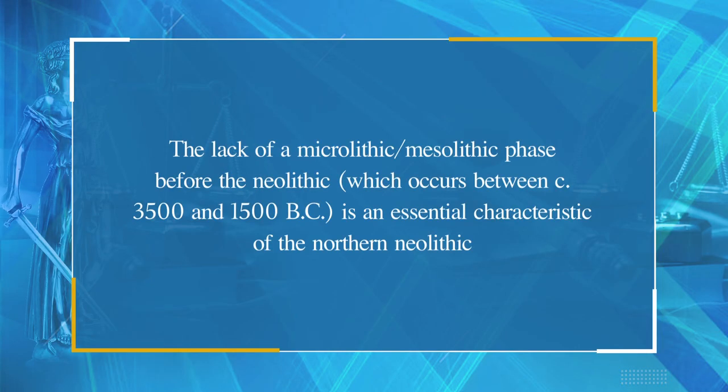Both locations are rich in cultural diversity, beginning with the extensive Neolithic artifacts and continuing through the megalithic and historical periods of occupation. The lack of a microlithic industry or the Mesolithic phase before the Neolithic period, which occurs between 3500 and 1500 BCE, is an essential characteristic feature of the Northern Neolithic. Now let us look into details what we have from these sites in Kashmir.